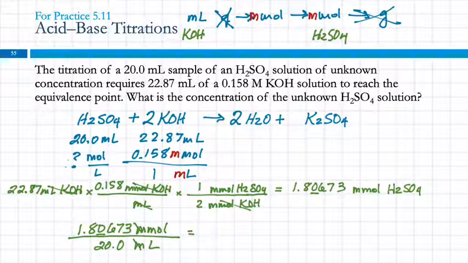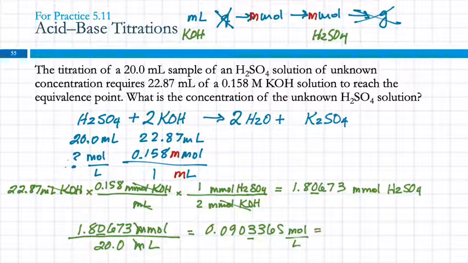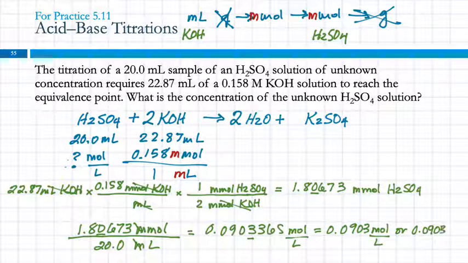So I got my 1.80673 divided by 20. 0.0903365 moles per liter. We'll round that to 0.0903. And I can write moles per liter or 0.0903 capital M.